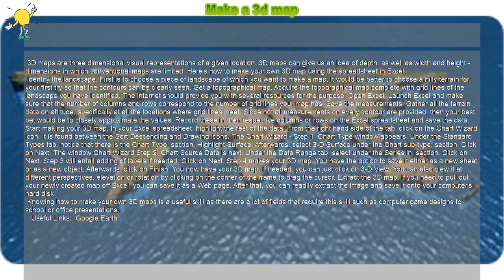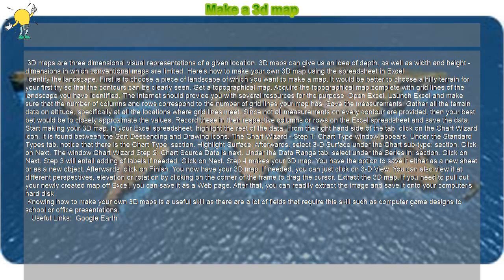Get a topographical map. Acquire the topographical map complete with grid lines of the landscape you have identified. The Internet should provide you with several resources for the purpose. Open Excel. Launch Excel and make sure that the number of columns and rows correspond to the number of grid lines your map has.